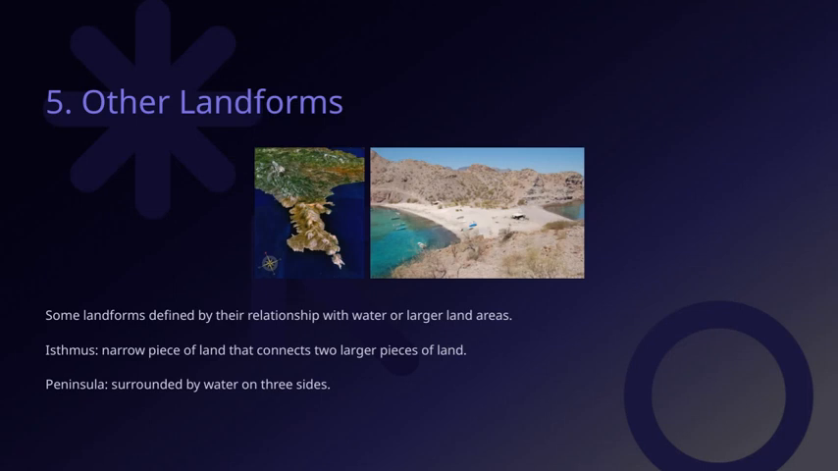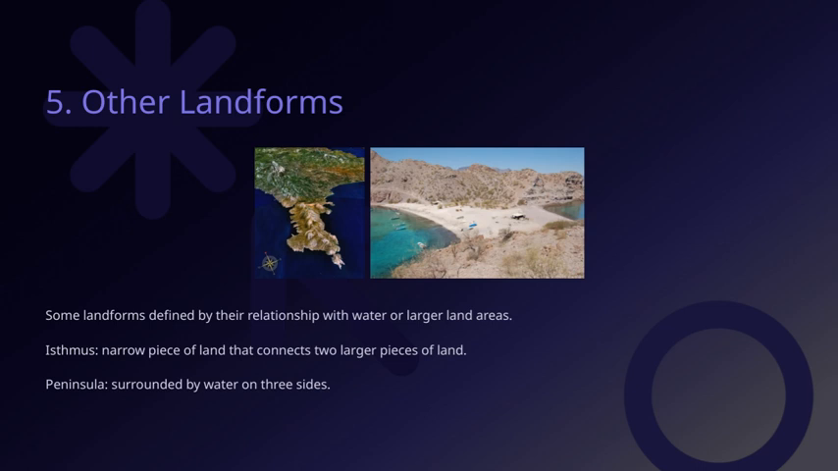Let's take a closer look at some specific landforms. A peninsula, for example, is a piece of land that is surrounded by water on 3 sides. It often juts out into the water, creating a distinct shape. Then we have the isthmus, which is a narrow strip of land that connects 2 larger landmasses. Think of it as a natural bridge between bigger areas.